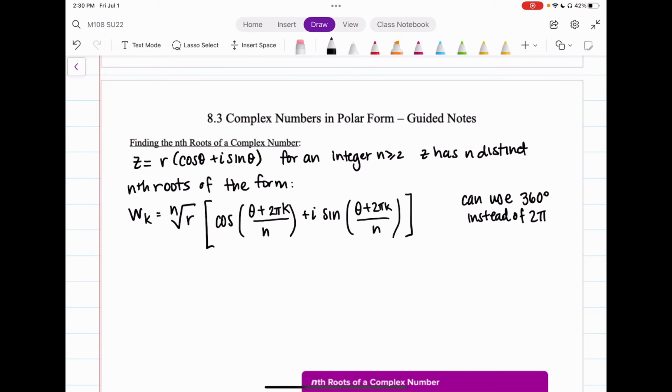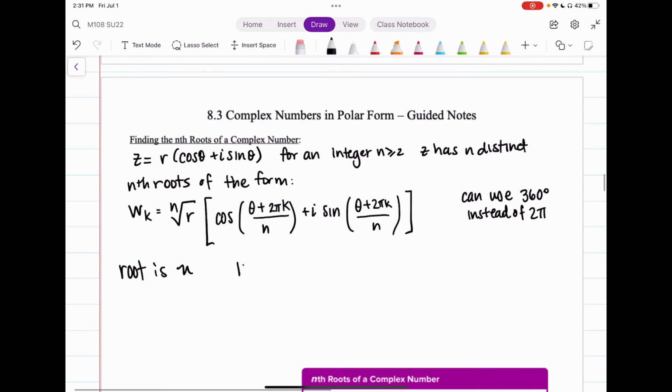If I want to find cube roots, then n is 3. And so I'm going to take the cube root of whatever my r value is times the cosine of my theta plus 2 pi k over 3 plus i sine theta plus 2 pi k over 3. So whatever my root is, I use as my n. The k values are used to find the different roots. For instance, if I'm looking at third roots, then my k is going to be from 0 up to 1 less than the root. So k is equal to 0, 1, 2, up to n minus 1.